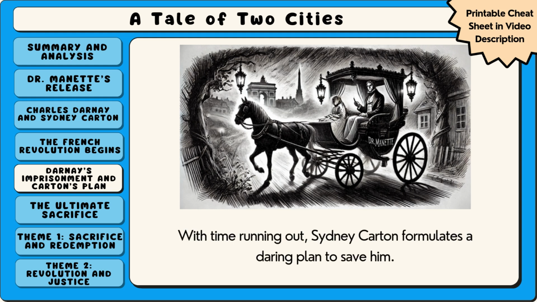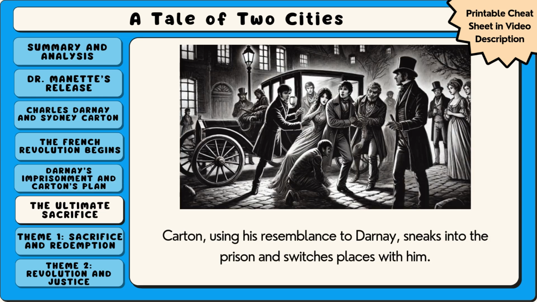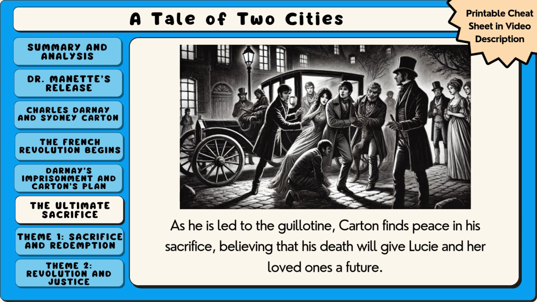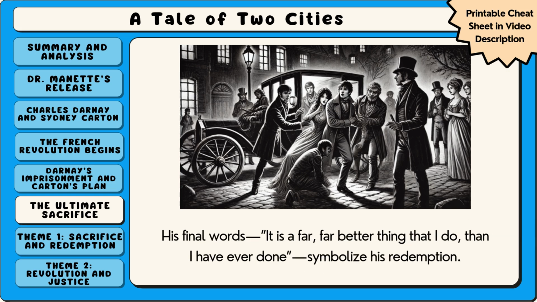With time running out, Sidney Carton formulates a daring plan to save him. Carton, using his resemblance to Darnay, sneaks into the prison and switches places with him. Darnay escapes with Lucie and her family, while Carton remains behind, prepared to die in his place. As he is led to the guillotine, Carton finds peace in his sacrifice, believing that his death will give Lucie and her loved ones a future. His final words, "It is a far, far better thing that I do than I have ever done," symbolise his redemption.